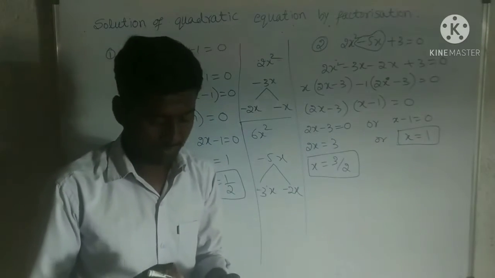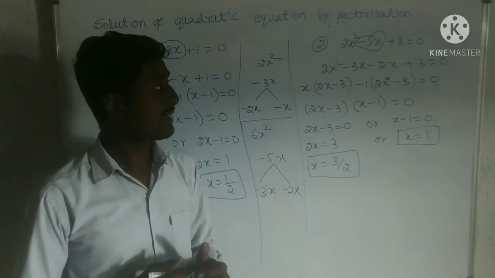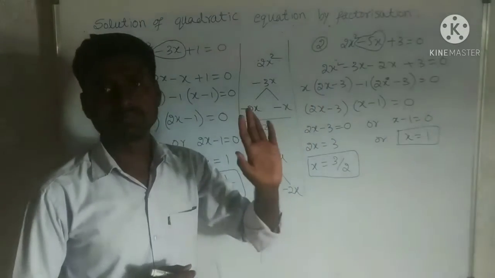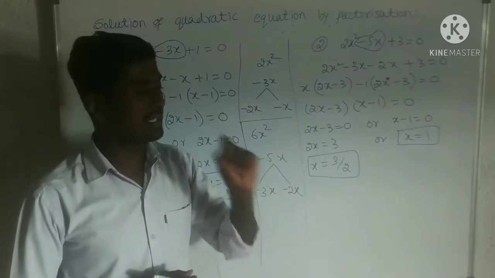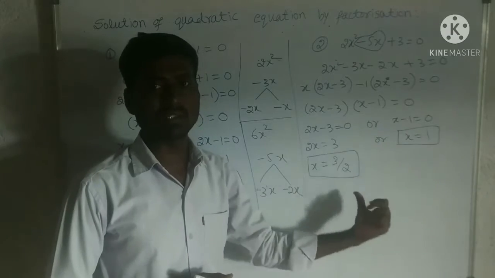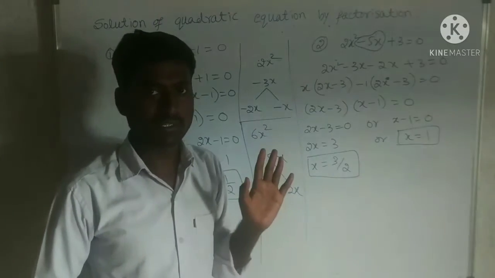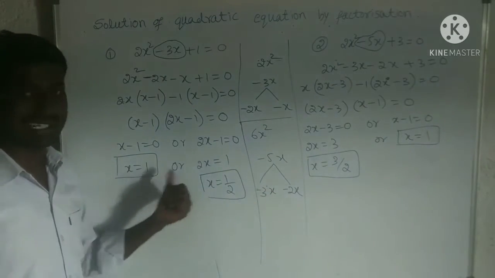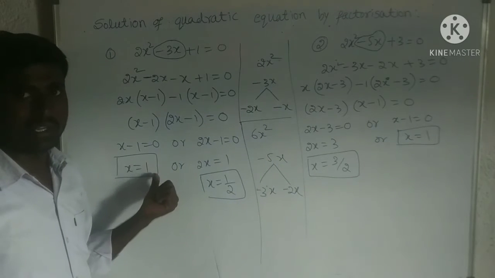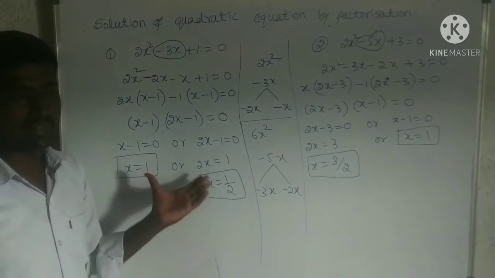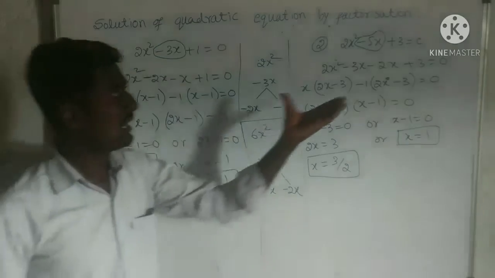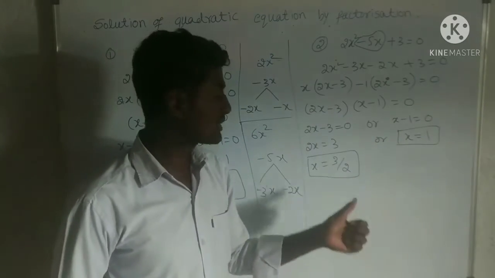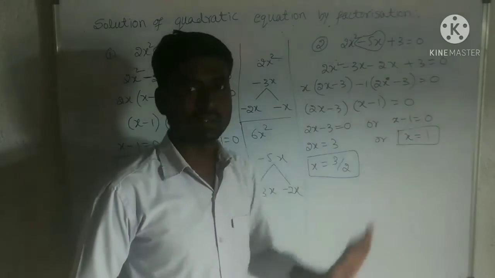They may ask you, how many roots can a quadratic equation have? A quadratic equation must have two roots. You see here also two roots are there. For this quadratic equation, the two roots are 1 and 3 by 2.